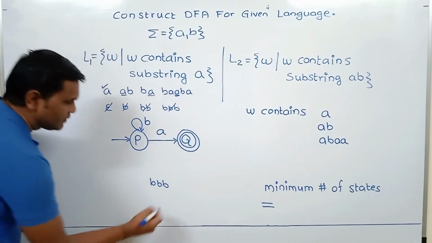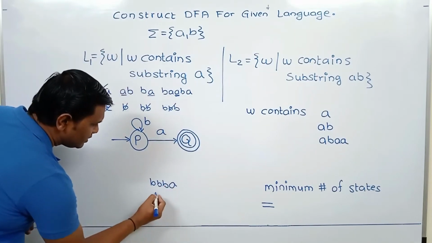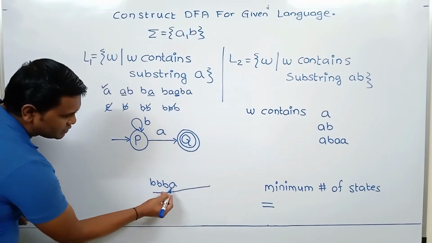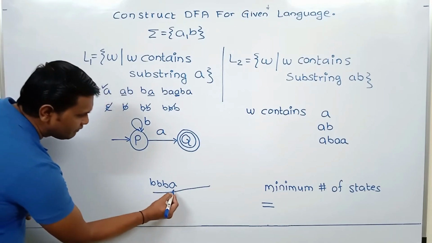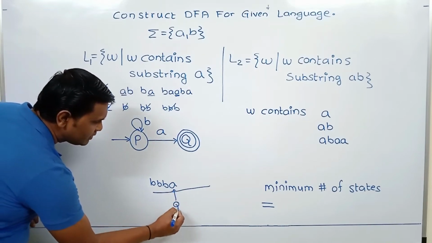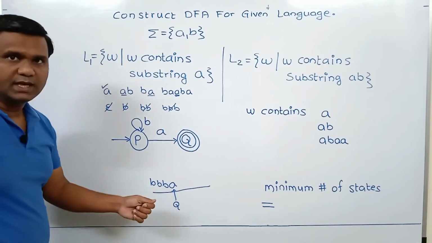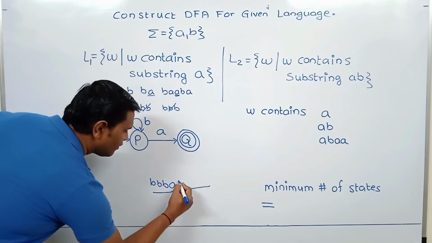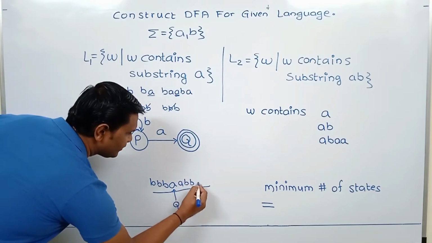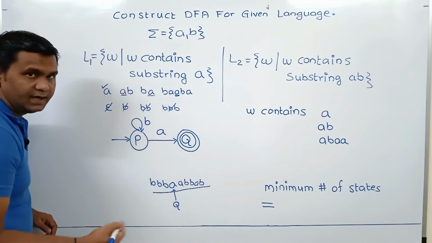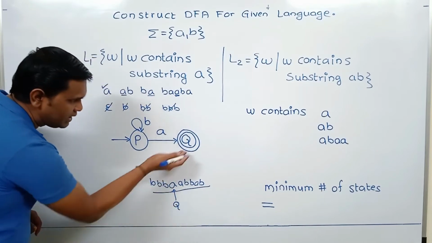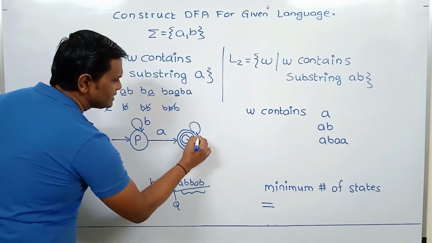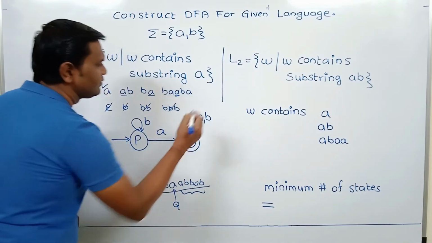Some B's are coming. Now we find A. We have processed only this much part of the string, but here we find A and we go to state Q, and now we are sure that we found the substring A. So whatever comes next, we have to handle that part and accept the string. Here we reach final state Q. Whatever comes next in the string, we process it and accept the string.